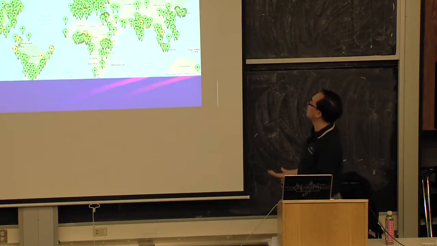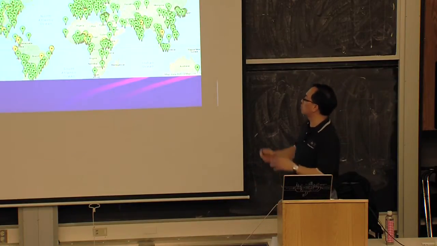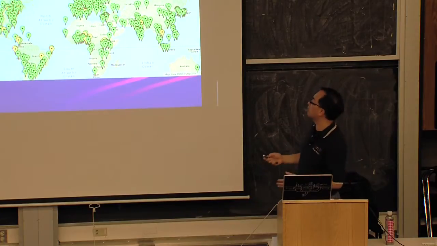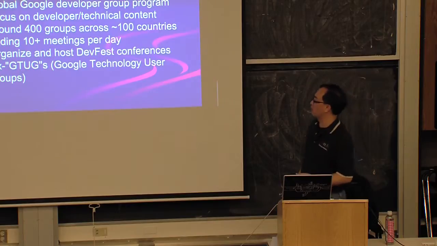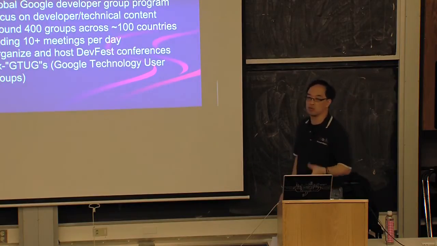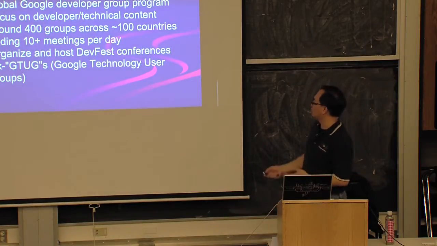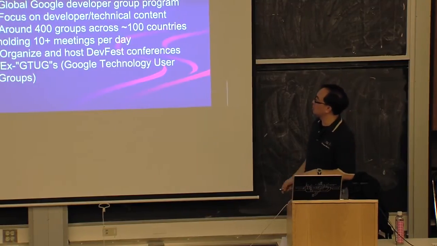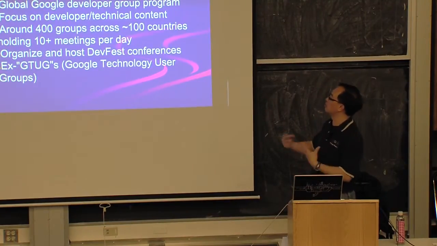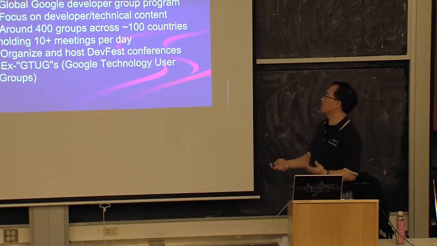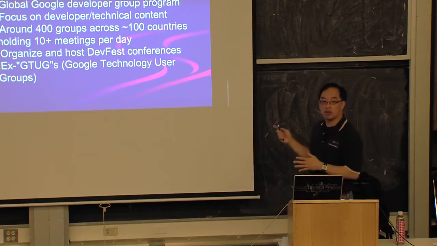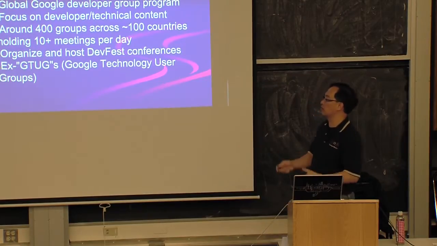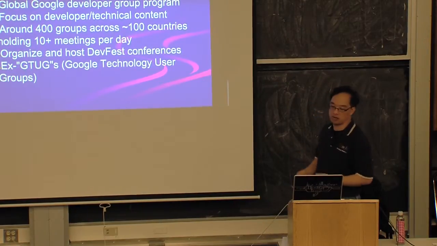The developer groups, this is our global user group program. As you can tell, we have a lot of user groups out there. We have more than 400 groups across more than 100 countries, and there's at least 10 user group meetings every day. They used to be called GTUGs, or Google Technology User Groups, but we rebranded it to developers because that's really the main focus. So that's that. There's probably one in Boulder, Denver somewhere. And some of them are even university-based too, but you have to have a lot of excitement about Google to actually have a user group like this.